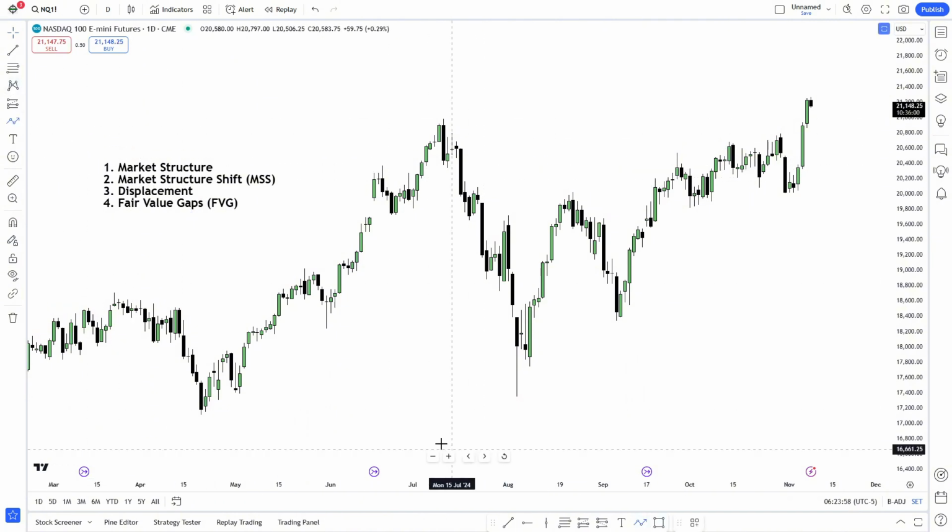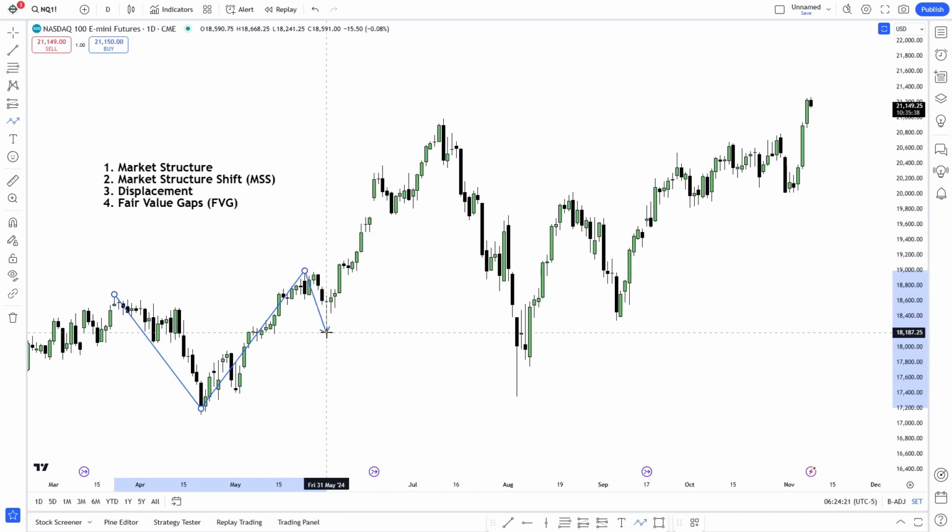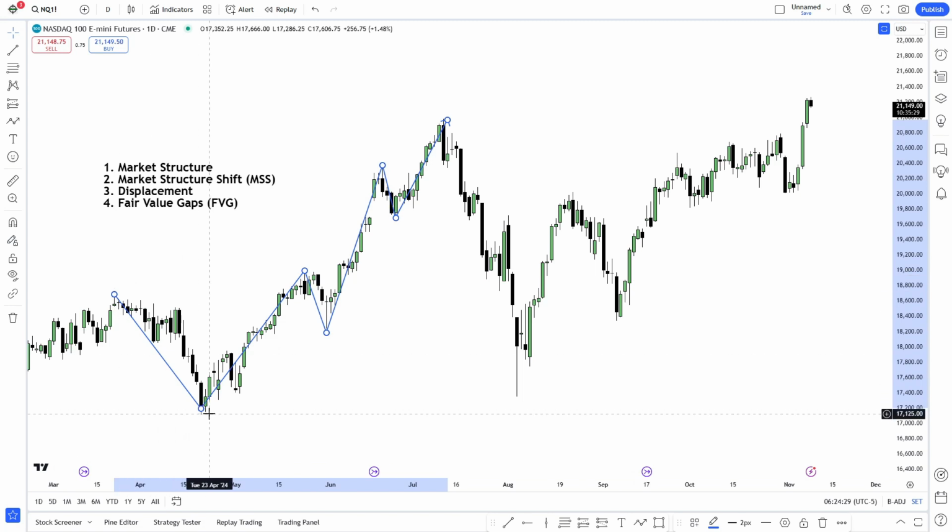Well, simply all market structure means is how highs and lows are presented in price action. So if we look at this chart of NQ on the daily chart, we can see if we draw from this high to this low, we made a lower low. From this low to this high, we made a higher high. From this high to this low, we made a lower low. From this low to this high, we made a higher high. And you guys get the idea. So as you can see, we're making a higher low, and we are breaking highs. So this is an example of bullish market structure, meaning an uptrend.